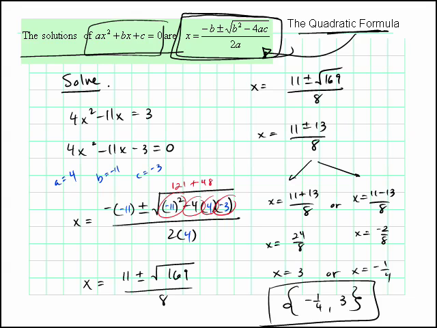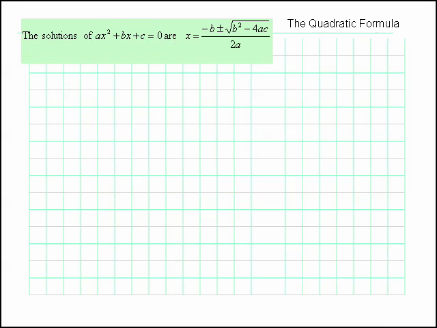Let's try another one that's similar to this. Let's look next at x squared minus 10x equals negative 25. Okay, once again, I need to move everything to the left side, so I'll do that. There we go. For this quadratic equation, a equals 1, b is negative 10, and c is 25. Okay, so those are the numbers I'm going to plug into the quadratic formula.